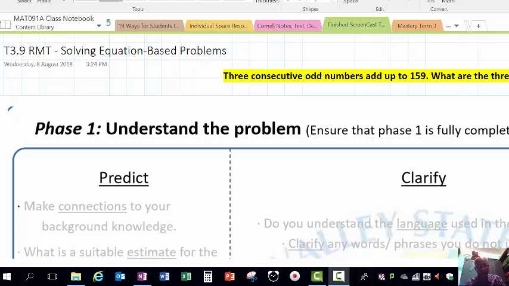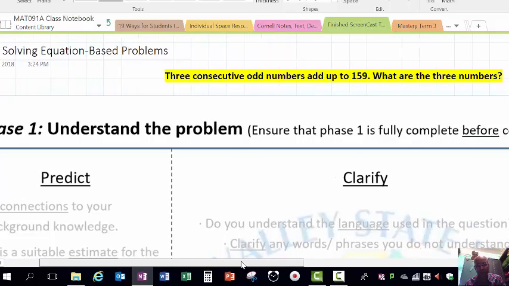Hi folks, we're solving equation-based problems. So problem solving using RMT, Reciprocal Maths Teaching, for solving problems that have equations involved in them. Let's have a look at an example as we go through the steps. This is pretty much how I want you to work an equation-based problem.